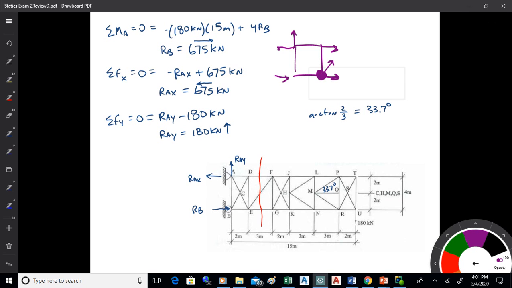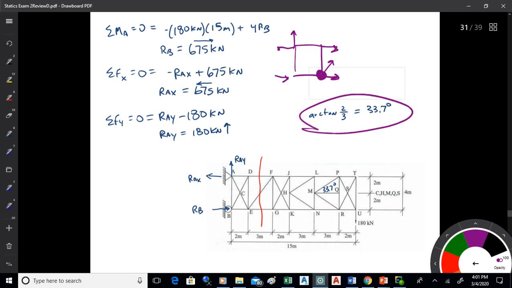Or am I doing reactions now? Oops, sorry, I got ahead of myself. Okay, so there we go. There's the arctan for PM there, 33.7 degrees, and then I'm doing sum of moments about A, sum of FX, and sum of FY to find the reactions. I'm doing reactions there first. I'm sorry, I kind of got ahead of myself.